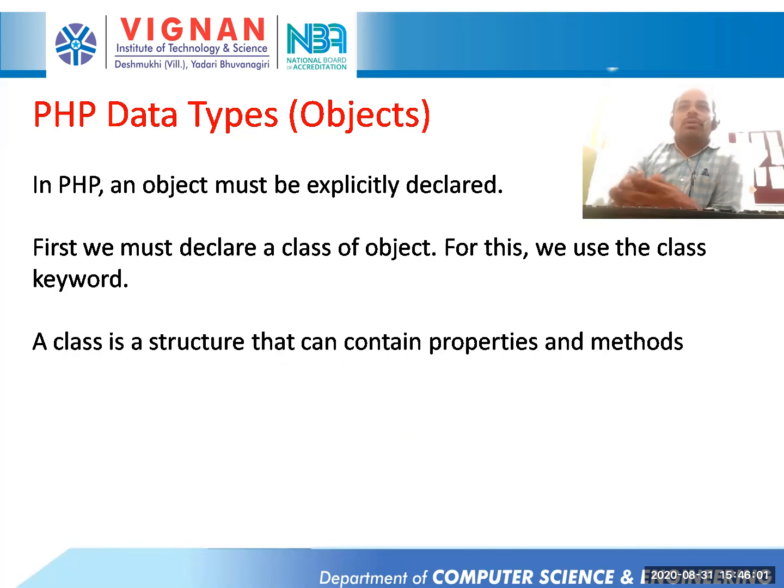Next, objects. Another data type is objects here. Basically, objects must be declared in PHP, and before declaring the objects, a class must be created. In object-oriented programming, generally first we have to create a class, and then we have to create an object by using that class name. The same procedure we have to follow in PHP also. So first declare a class of object. For this, use the class keyword.